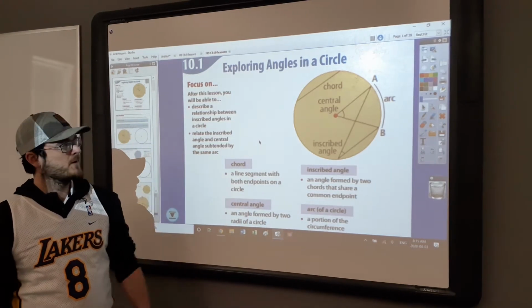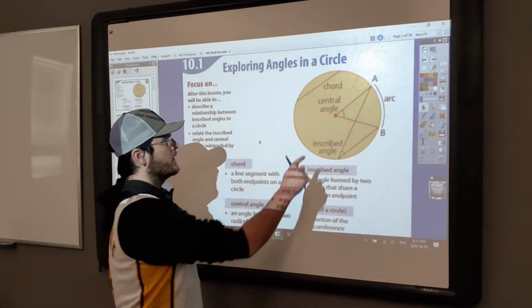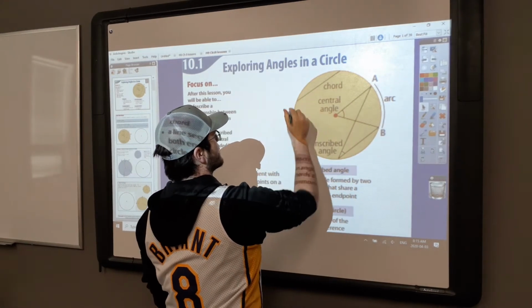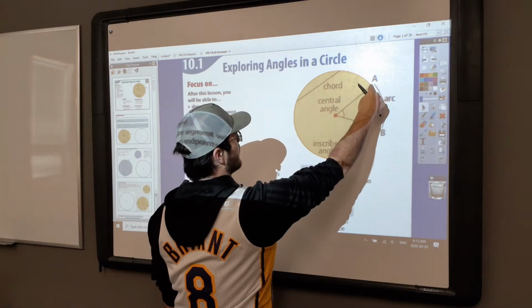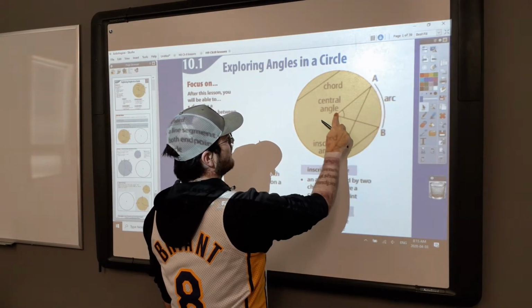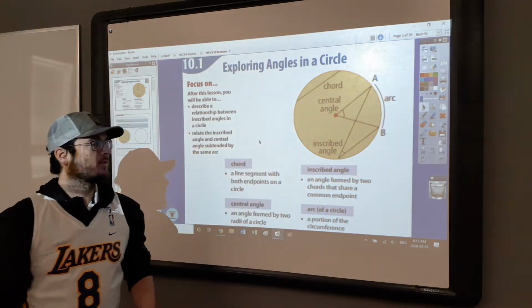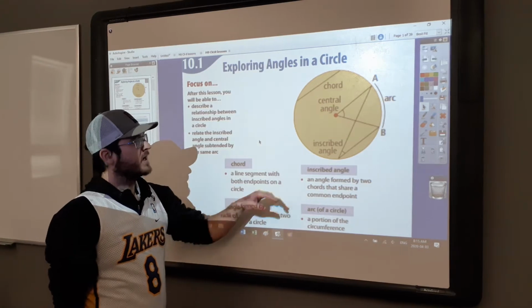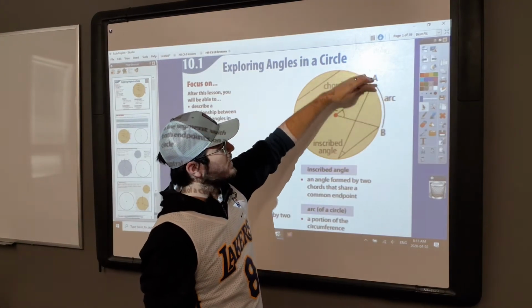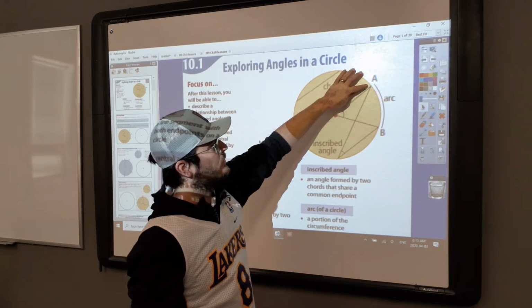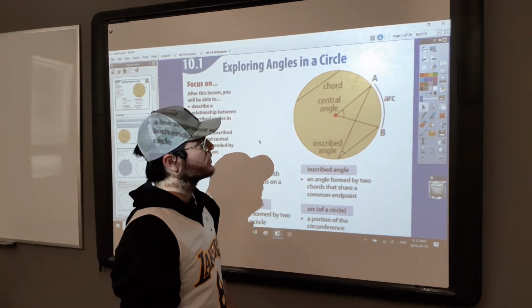A chord is any line that connects 2 points on a circle. So a chord could be anywhere. This is a chord, this is a chord, this is a chord. This line here runs to the middle. It doesn't run to another point on the circle, so that's not a chord. A central angle is an angle formed from 2 spots on the outside, and it cuts into the middle of the circle. So this angle that's being formed in the middle, that's called a central angle.